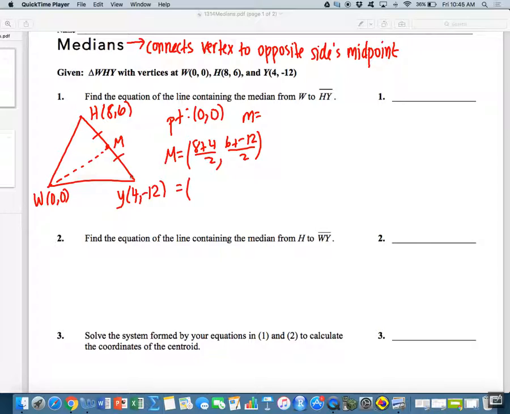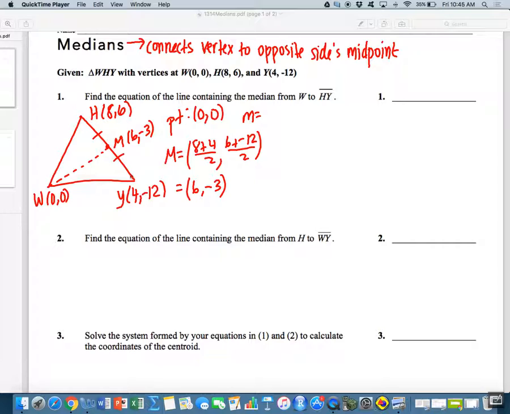So 8 plus 4 is 12. 12 divided by 2 is 6. 6 add negative 12 is negative 6, divided by 2 is negative 3. Please make sure you check my work in case I make a mistake. So this point is 6, negative 3. How did that help us? Now you can find the slope.